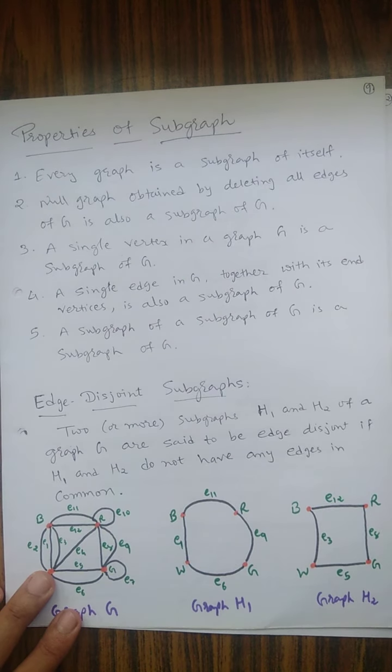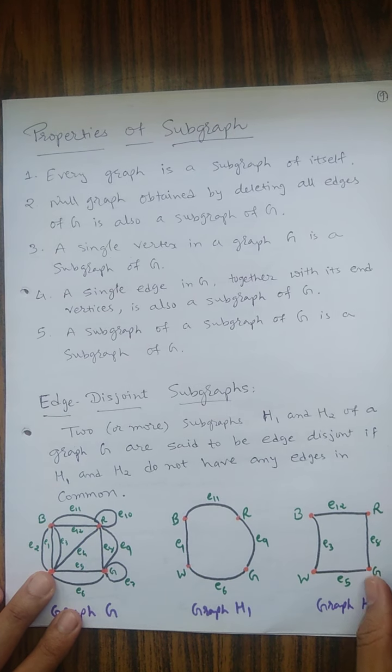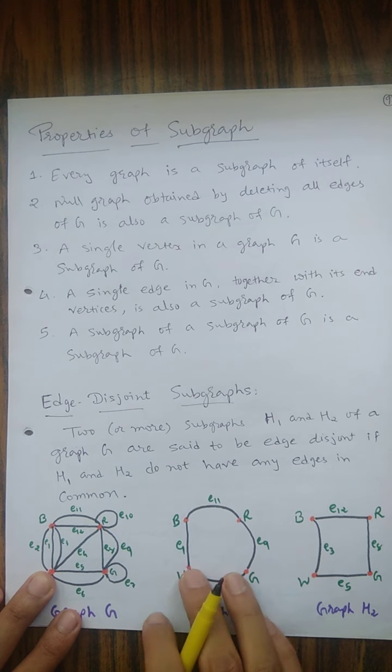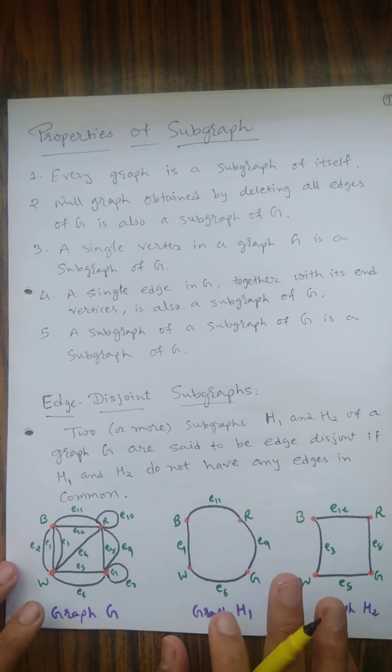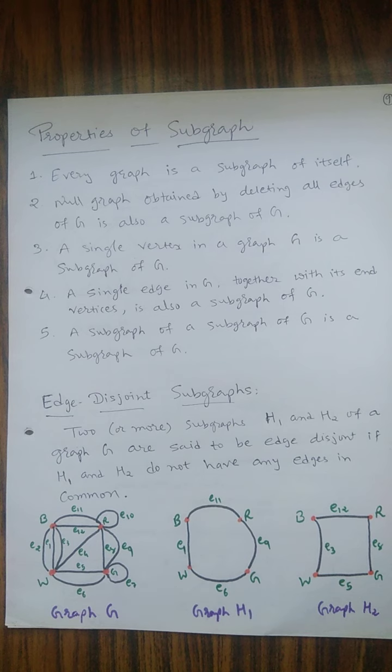So how can you understand these things? Now, the properties of a subgraph that you have to remember. Every graph is a subgraph of itself. If I take the graph G, then it is also a subgraph of itself. Another is the null graph. If I obtain a graph without edges, taking only some vertices, this is called a null graph. So this is also one subgraph of G.